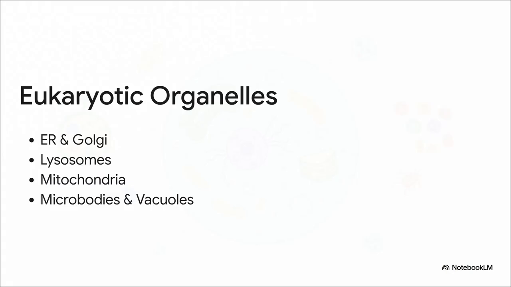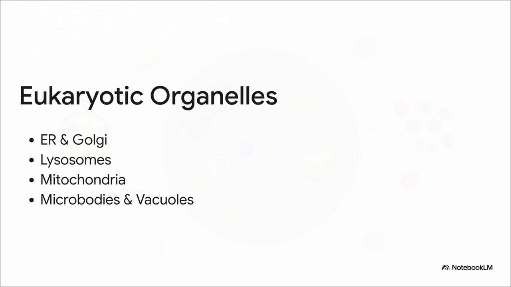Floating right within that semi-fluid cytoplasm of eukaryotic cells, we find distinct, highly specialized structures called organelles. Honestly, you can think of a eukaryotic cell as a massive biological factory, heavily compartmentalized for maximum efficiency. The endoplasmic reticulum, or ER, serves as the primary manufacturing floor. The Golgi complex acts as the shipping and packaging department. Lysosomes function as the cellular waste recycling centers, and mitochondria, those are the vital power plants generating ATP energy for the entire operation. You'll also find microbodies and vacuoles doing specific storage and enzymatic tasks.